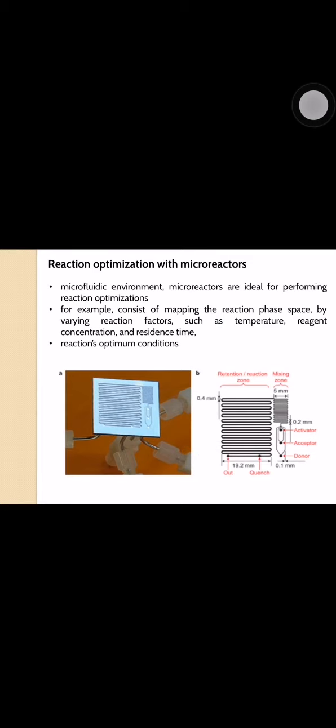Reaction optimization with microreactors. Due to their rapid response time to programmed changes in the microfluidic environment, microreactors are ideal for performing reaction optimizations. A reaction optimization can, for example, consist of mapping the reaction phase space by varying reaction factors such as temperature, reagent concentrations, and residence time, then rapidly sampling product formation in near real time in order to determine the reaction's optimum conditions.